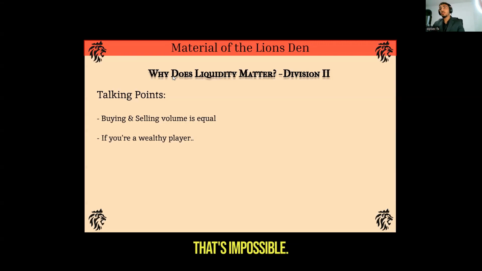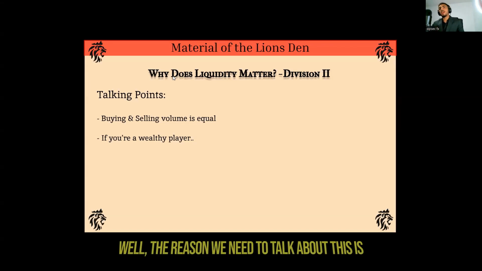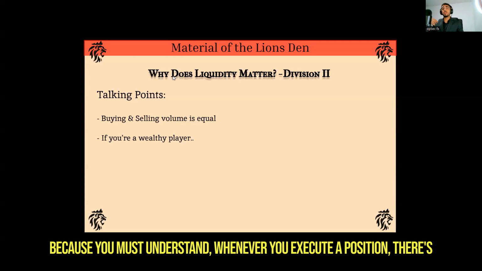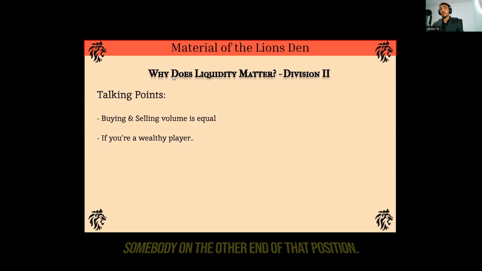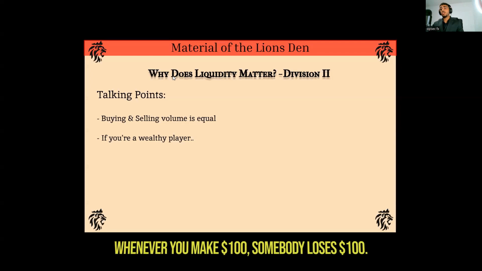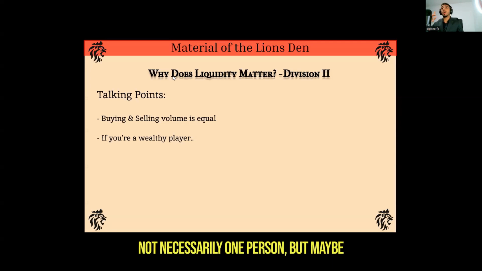Okay? That's impossible. So now, why does this matter? Why are we even talking about this? Well, the reason we need to talk about this is because you must understand, whenever you execute a position, there's somebody on the other end of that position. Whenever you make $100, somebody loses $100. Not necessarily one person, but maybe collectively a few people. Or that's a part of somebody's bigger position. Either way, when you make $100, someone or a group of people lost $100.